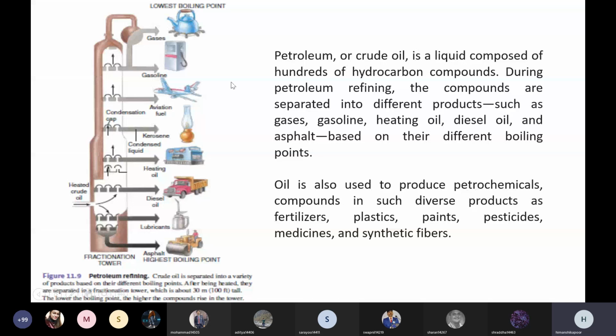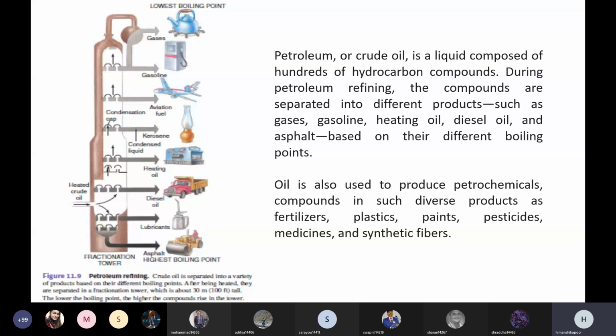Oil is again contributing to the economy because it produces petrochemicals, and these compounds have diverse uses. It is used in the manufacture of fertilizers, plastics, paints, pesticides, medicines, and synthetic fibers. So along with being used as fuel, petrochemicals have other diverse uses also.